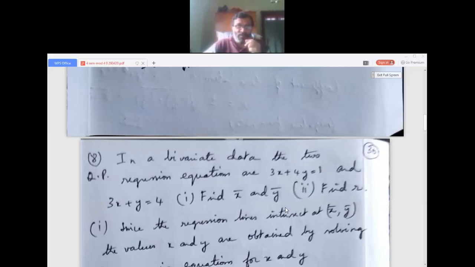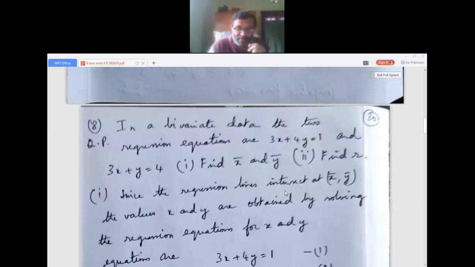Okay. Now the regression lines, you know, the two regression lines always intersect at x bar, y bar. I have given it in the form of a note. If you have forgotten, just know now at least. That means the point of intersection of regression lines is x bar, y bar.